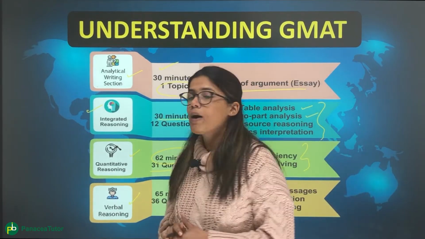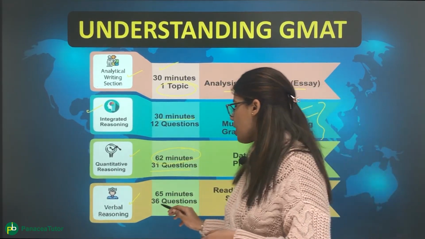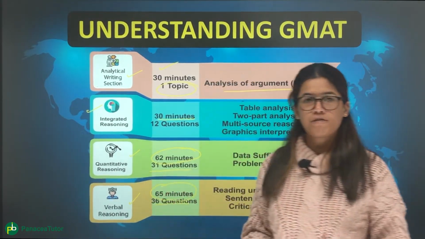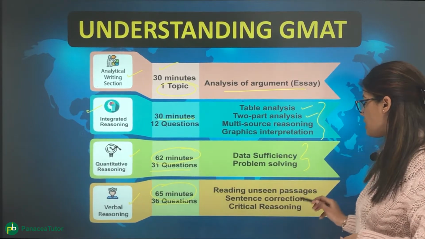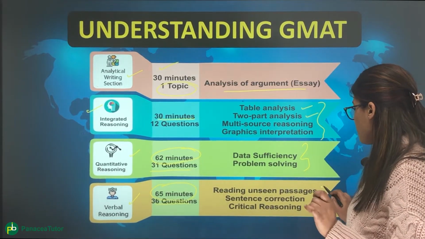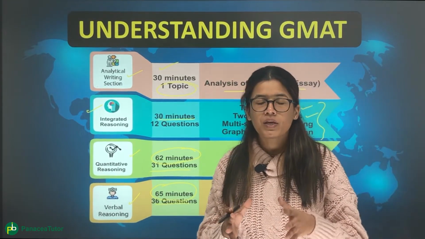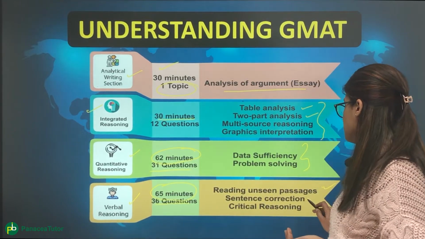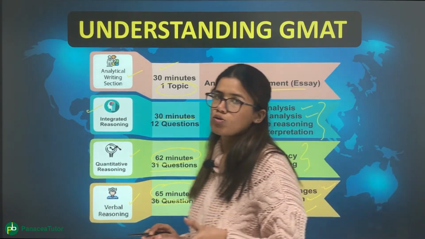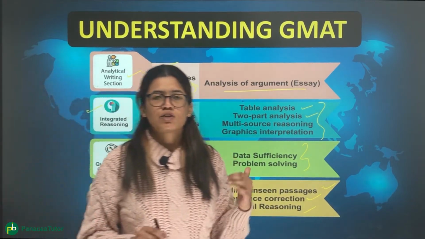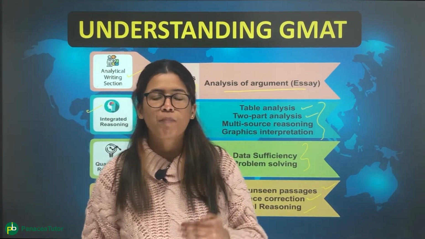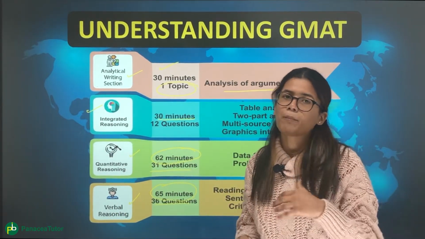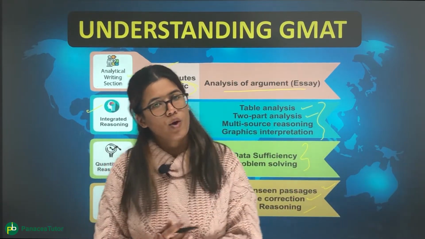At last, the verbal reasoning section comprises approximately 36 questions and the time allotted is 65 minutes. In this section, there will be reading comprehension, that is a passage given to you that you need to comprehend and answer questions. Sentence correction and critical reasoning will also be a part of this section. We are going to discuss some patterns also, कि किस तरह के questions आते हैं हर सेक्शन में से, ताकि आपको थोड़ा बहुत आइडिया हो जाए.